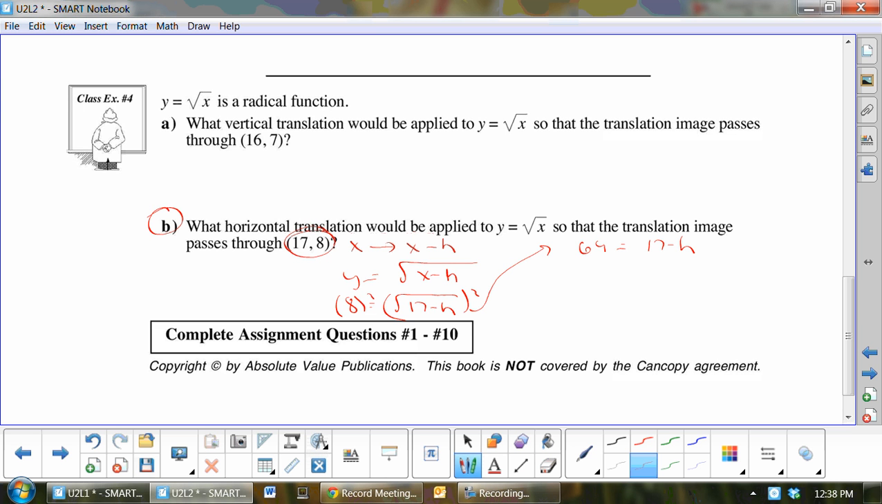Then I will subtract 17 from both sides. And I will get 47 equals negative h. Okay? That means I need to divide by -1 or multiply by -1, and I will get -47 equals h. Therefore, I know it's a horizontal translation, 47 units left. Okay? Now this is all review, so hopefully the homework goes smooth. Okay, so we're doing 1 to 8.